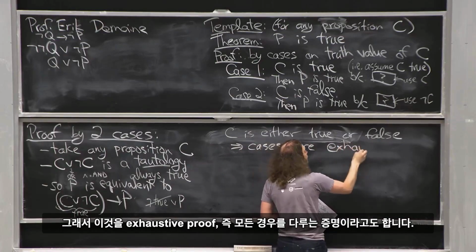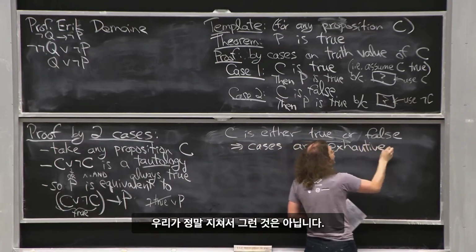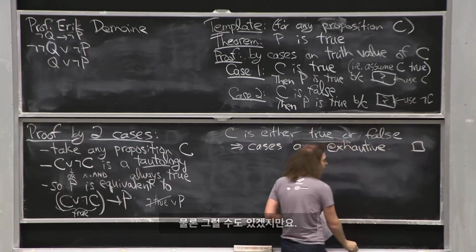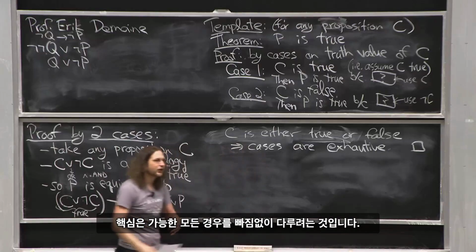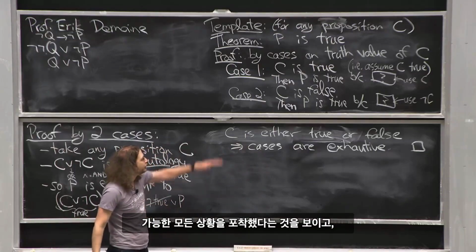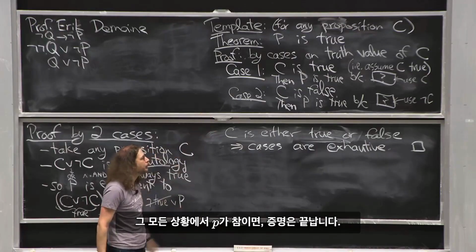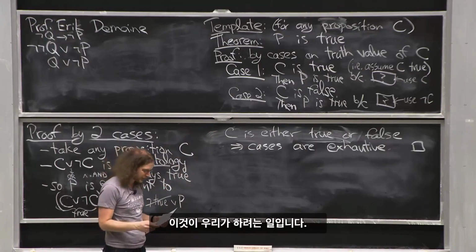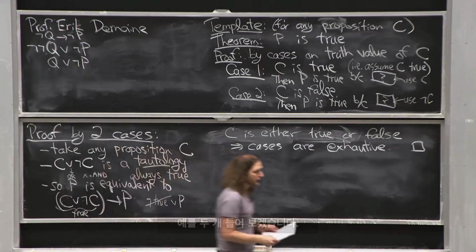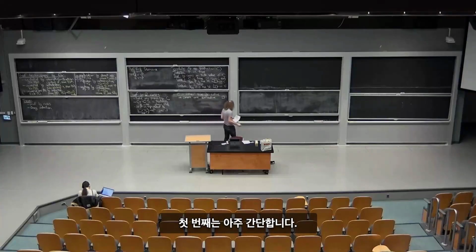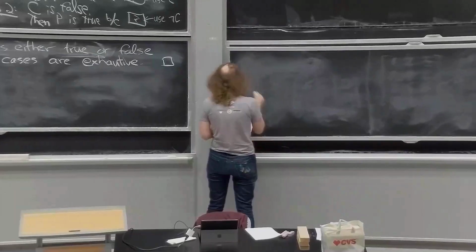So this is also called a proof by exhaustion, not because we're really tired, maybe we are also, but the idea is we want to exhaust all possible cases, and if we prove that we captured every possible situation and in all of them P is true, then we're done. Okay, so that's what we'd like to do. I'm going to give you two examples. First one is very simple. The second one is more interesting.